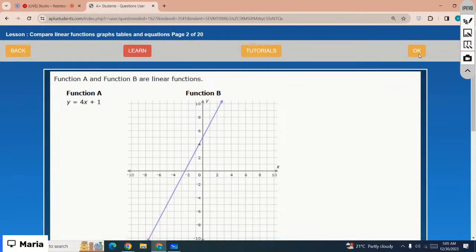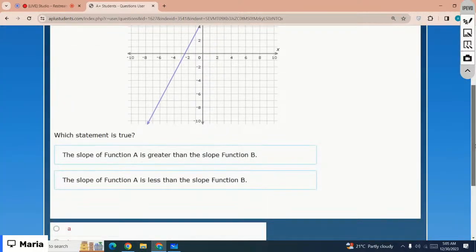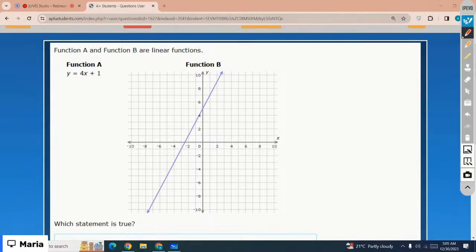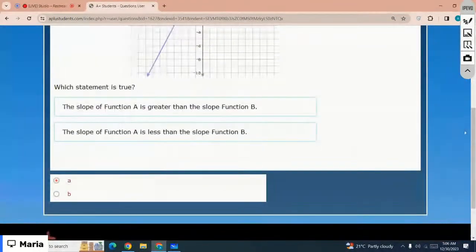Okay, function A and function B are linear functions. So, yes, you have to see the slopes. Okay, so the slope for this one is m equals 4 and slope for this one is m equals 2 over 1, that is 2. So that means slope of function A is greater than slope of function B. Got it? The correct option is slope of function A is greater than slope of function B. Option number A is the correct option. Got it?